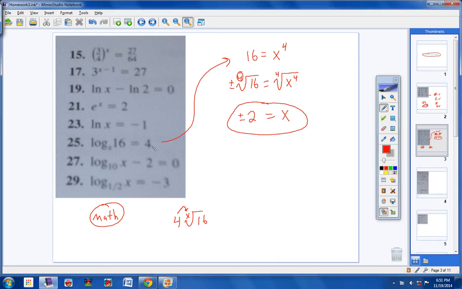When you go to check both answers, you will see that positive 2 and -2 both work. They both work. I'm not sure why the back of the book has 2 only, but -2 is also an answer. Okay? You can also have -2 for an answer. It's totally fine, okay? So moving on to number 27.